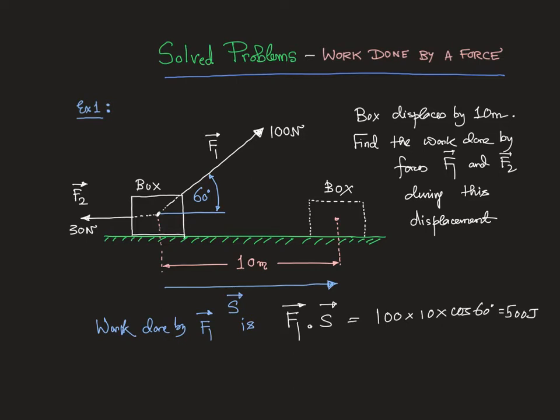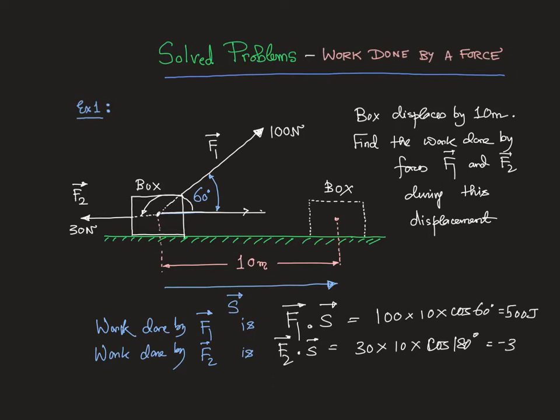And for the same case, the work done by F2 is F2 dot S, so 30 Newton multiplied by displacement 10 multiplied by cosine of the angle between them. The displacement vector is in the forward direction, so the angle between the displacement vector and the force is 180 degrees. Cosine 180 degrees is minus 1. So that is minus 300 joule.